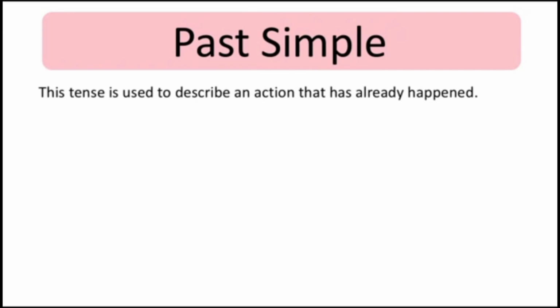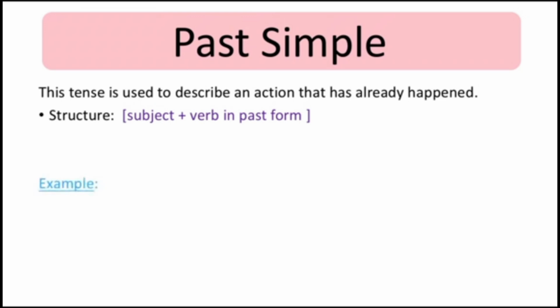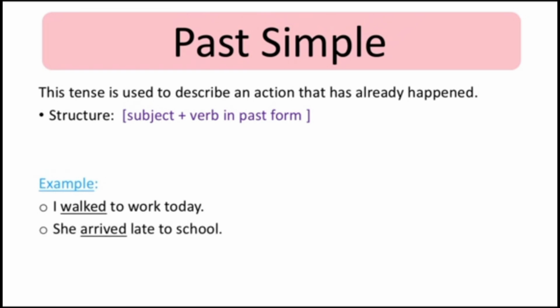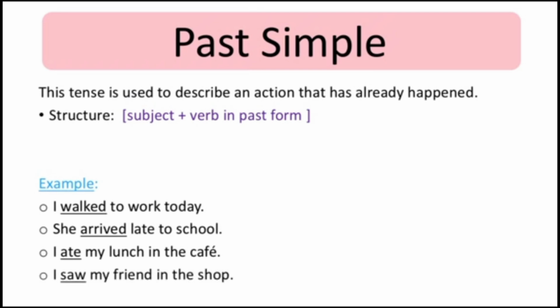Past simple. This tense is used to describe an action that has already happened. The structure is the subject plus the verb in a past form. For example, I walked to work today. She arrived late to school. I ate my lunch in the cafe. I saw my friend in the shop.